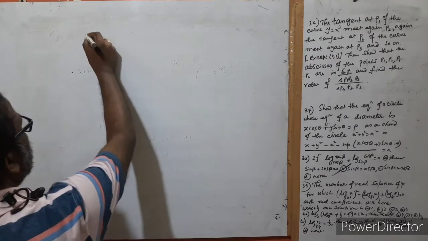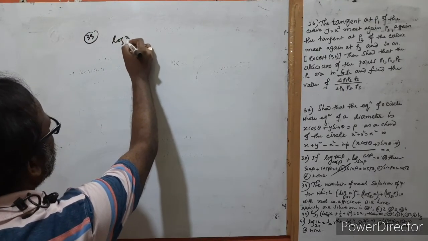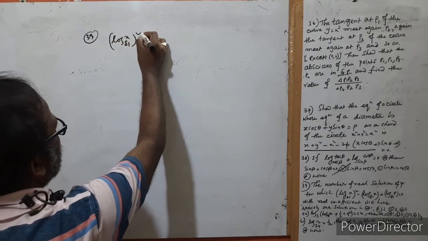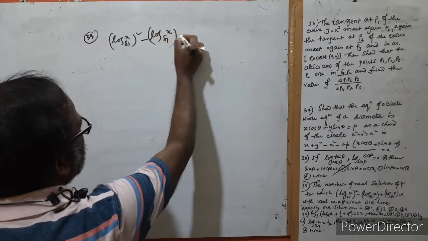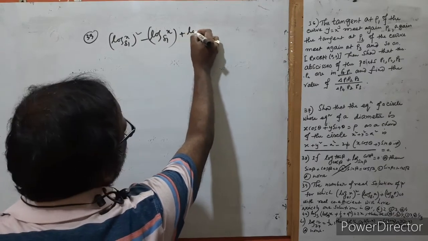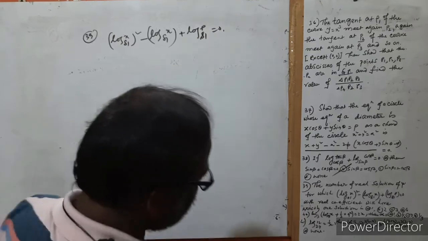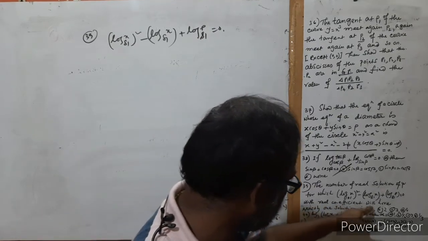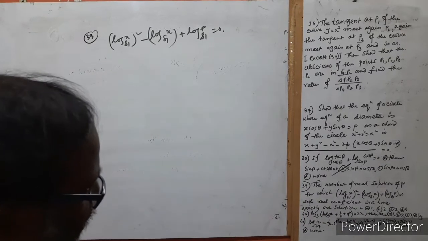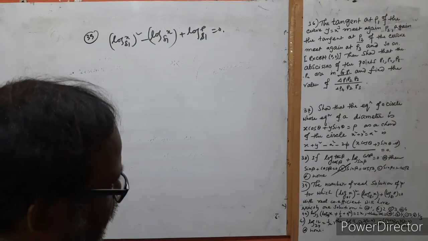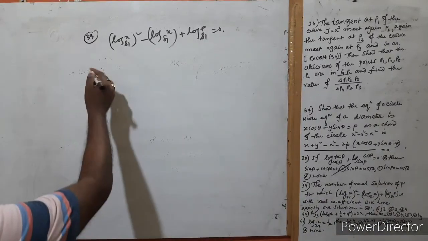Question 39. The equation is (log x base 81) whole square minus log x base 81 plus log p base 81 equal to 0. With real coefficients, we will have exactly one solution. We will have exactly one solution, and the number of real solutions of p is exactly one.